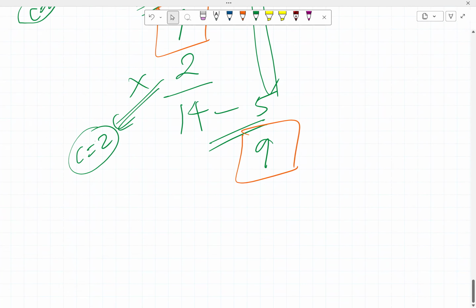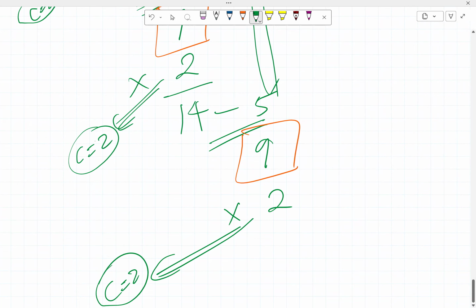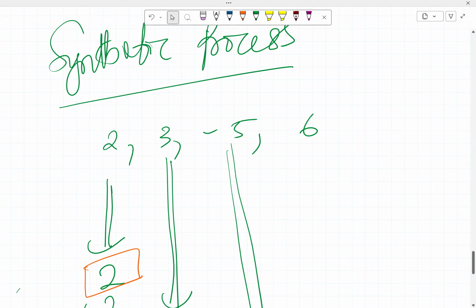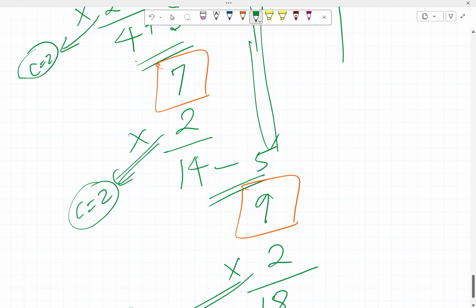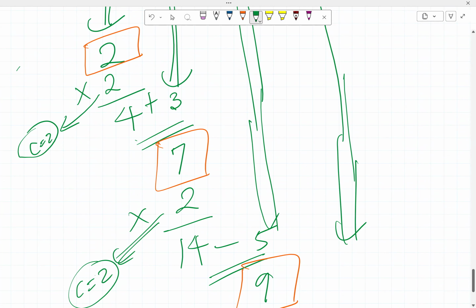Again, with this 9 you multiply by 2, that 2 again, which is our c, which is equal to 2. Whatever c is, you multiply. So now you have 18. With this 18, you add the last coefficient to this 18.